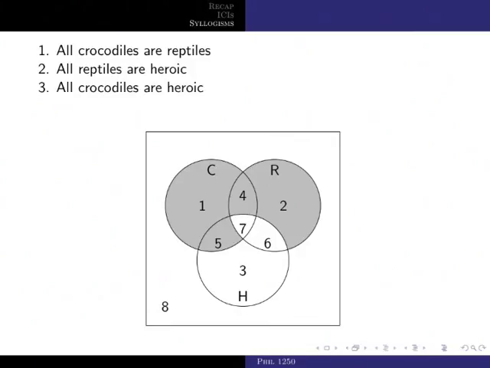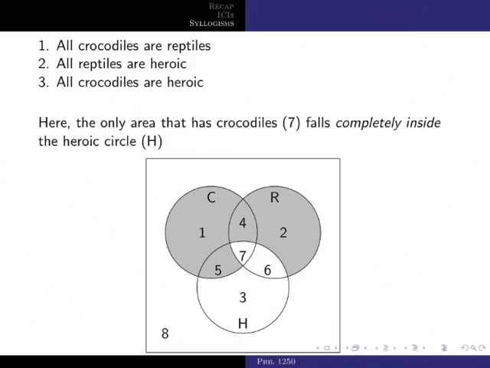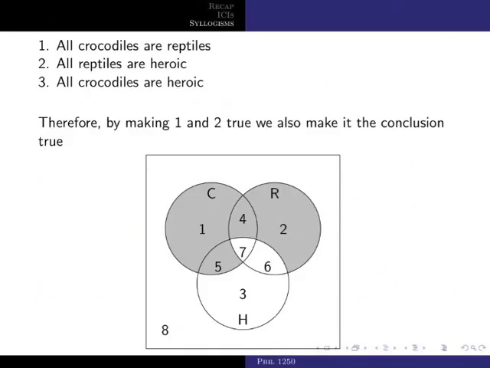Now, notice that the only area of C that remains unshaded is 7. So that's where all the crocodiles are. But this means that the only area that has crocodiles, which is 7, falls completely inside the heroic circle, which is an indication that all crocodiles are heroic, according to this diagram. Likewise, we can see that all of the areas in the circle of C that do not overlap with H, that is 1 and 4, are shaded. This means that by making both premises true, we also make the conclusion true. Thus, the argument is valid.